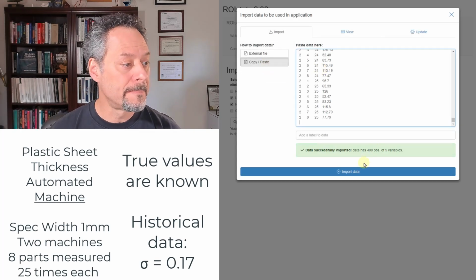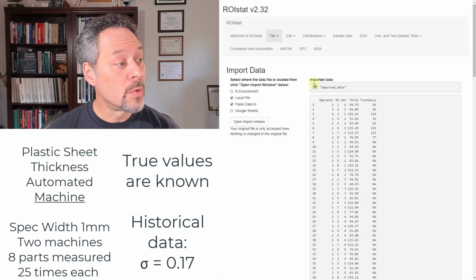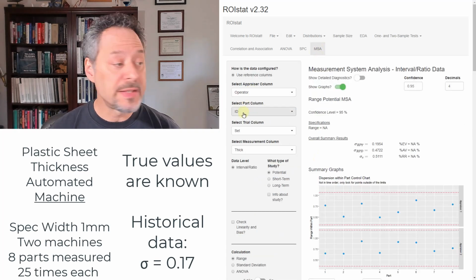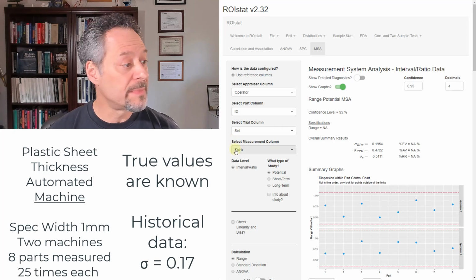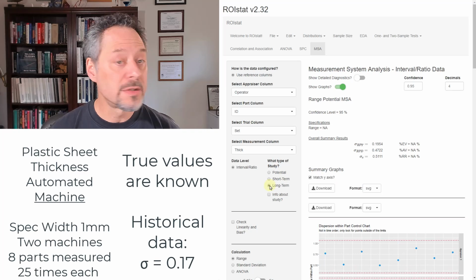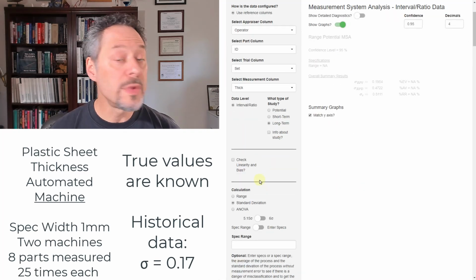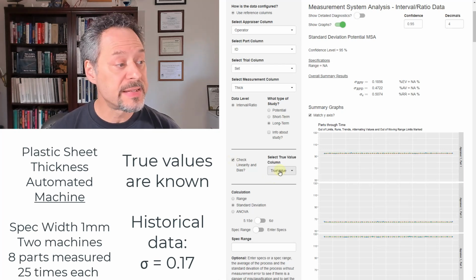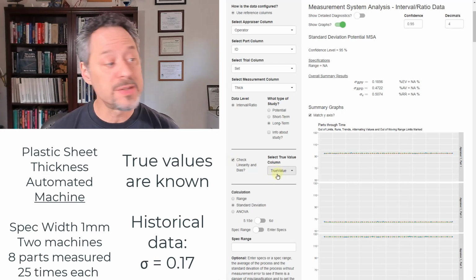Okay, we'll click over to MSA. Make sure that we've got all the right columns in the right drop-down lists. This is going to be a long-term study, so we're going to click on long-term study. We do have true value, so we're going to go ahead and check linearity and bias and assign which of the columns has the true values.